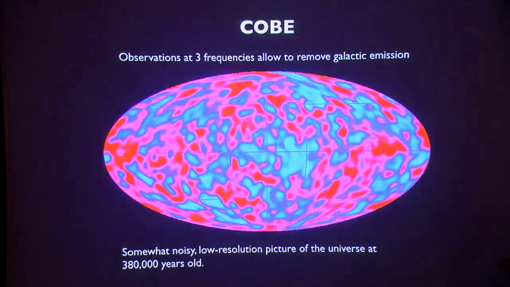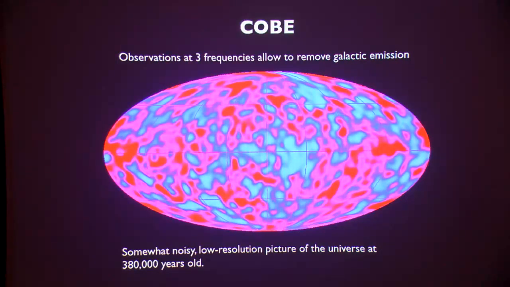And if you take, so COBE had three frequency channels, you can use them to try to minimize the emission from the galaxy, and you can make a map of the fluctuations in the cosmic microwave background. This is what the map looked like at the time, a somewhat noisy and low-resolution picture, but it is a picture of what the universe looked like when it was 380,000 years old. So you're looking back basically 13 billion years.